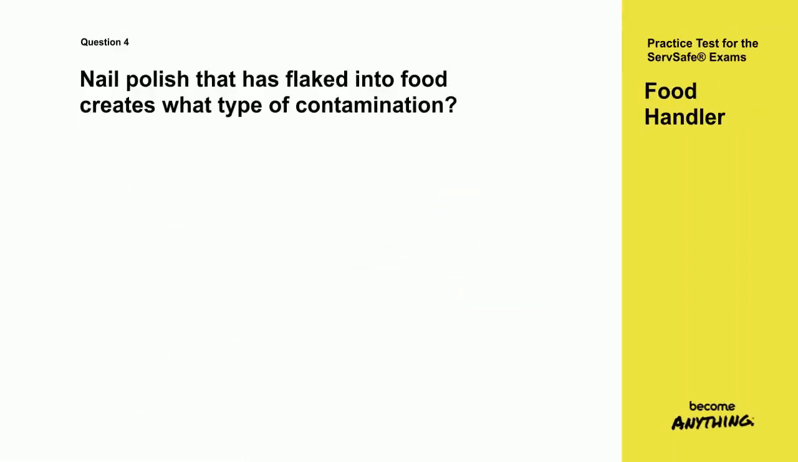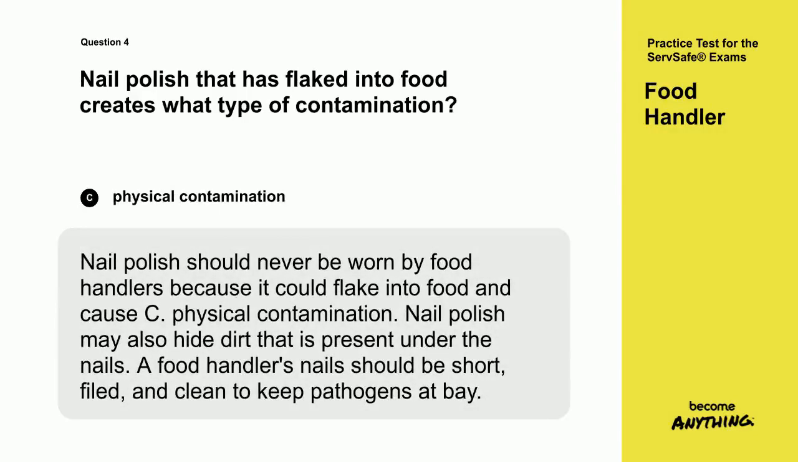Question 4. Nail polish that has flaked into food creates what type of contamination? A. Biological. B. Chemical. C. Physical. D. Contractual. Nail polish should never be worn by food handlers because it could flake into food and cause C, physical contamination. Nail polish may also hide dirt that is present under the nails. A food handler's nails should be short, filed, and clean to keep pathogens at bay.